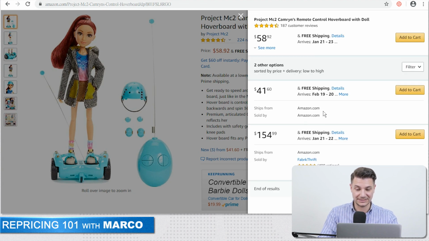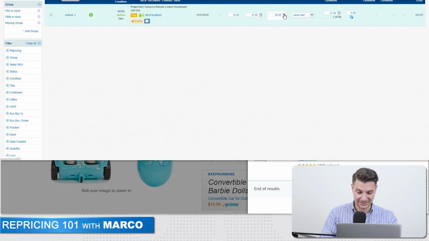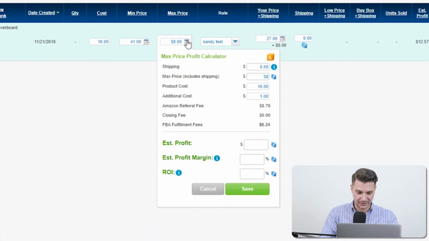One of them is Amazon itself that has it at 41, but is back order and it's gonna take around a month to get it back. So this is one of these products where we want to sell as fast as possible and we want to make as much profit as possible. So if we go back to Repricing Central and calculate the ROI, we can see that if we input 58, that is the current price right now, and the product cost of 18, that could be an acceptable cost for us to purchase as an offer.